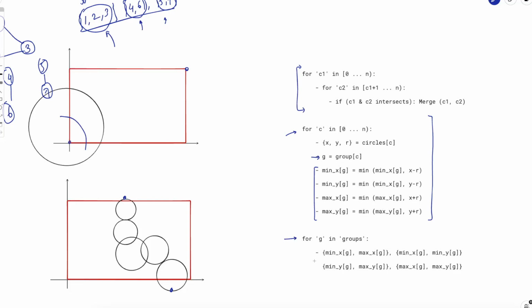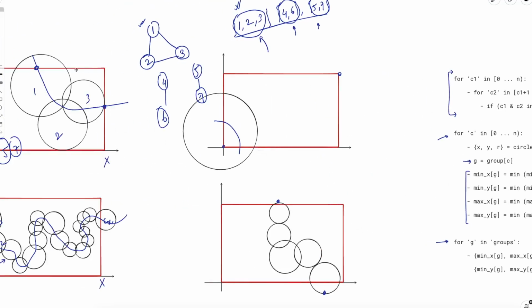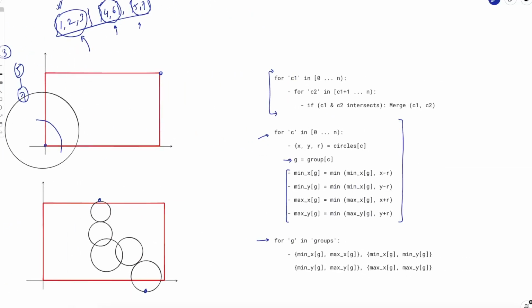For each group, I will check whether one of the 4 barriers is present. So the first barrier is like this. So max y should be greater than or equal to y. Max x should be greater than or equal to x. So we will simply check if this kind of barrier is present. If it is present, we will simply return false. The second kind of barrier was this. So basically min x should be less than or equal to 0. Min y should also be less than or equal to 0, right?